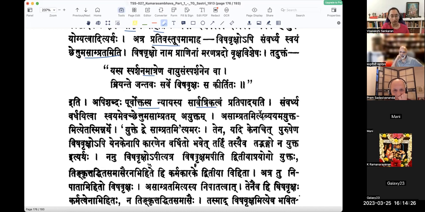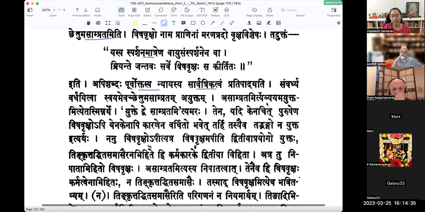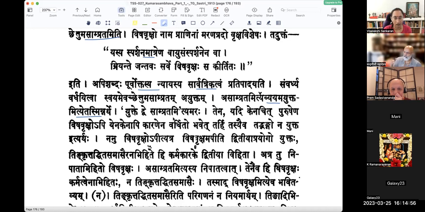So samvardhya vardhayitva swayameva chettum asampratam ayuktam. So it's not right. Asampratam iti avyayam ayuktam ityas etasmin arthe. It is a nipatam or an avyayam here. Asampratam yukte dve sampratam iti amaraha. So the other word that is there is yukte dve sampratam sthane. So yuktam is a word that is used in two meanings, which is sampratam or sthanam. These are for yuktam. Yuktam is appropriate. So you can have two words in the sense of appropriate, which is sampratam. Sampratam ityukte appropriate. Sthane, sthane khalu. Right? That sthane can also be used in the sense of appropriate. Tena, yadi kenachit purushena vishavrikshopi yena kenapi karanena vardhitaha bhavet tarhi tasyaiva tadbhangaha na yuktaha ityarthaha.